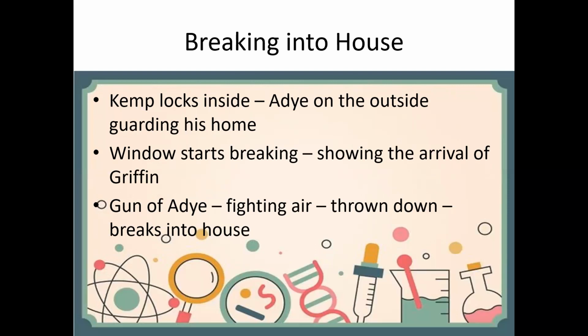Kemp comes up with a plan and he locks himself inside his home. Colonel Ade is outside guarding his home along with other policemen. Windows start breaking upstairs in Kemp's home. This signals the arrival of Griffin. Kemp gives his gun to Colonel Ade and Colonel Ade walks away from the home. At this moment, invisible Griffin gets hold of Colonel Ade. He attacks him and makes him unconscious. Griffin then breaks into Kemp's home. However, to his dismay, Kemp escapes from his own home.